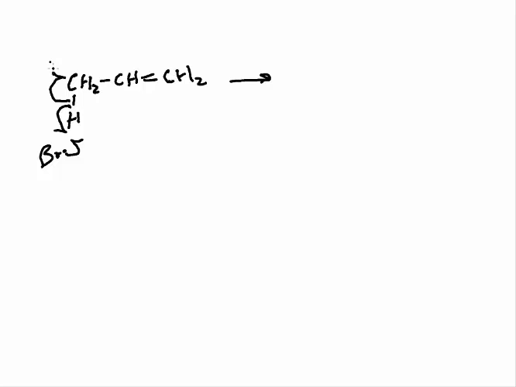Now, when you're drawing the product here, the simplest thing is to draw it like this. Follow the half-headed arrows. You're going to end up with one electron on that carbon. HBr is the byproduct. Drawing out the rest of the structure, you would have this. Okay, now this is a carbon radical, obviously.